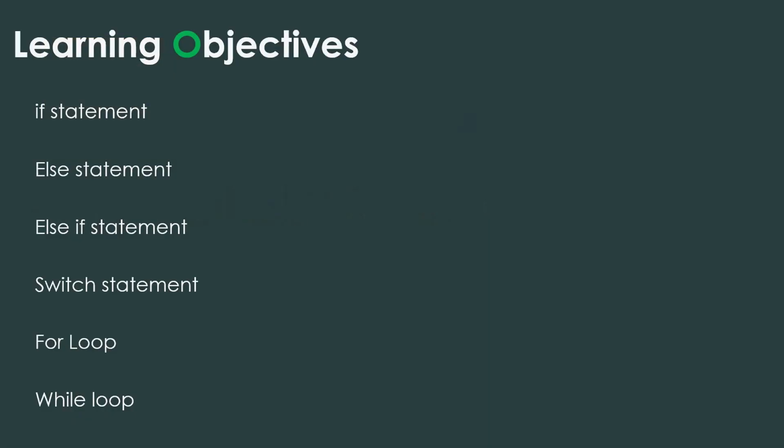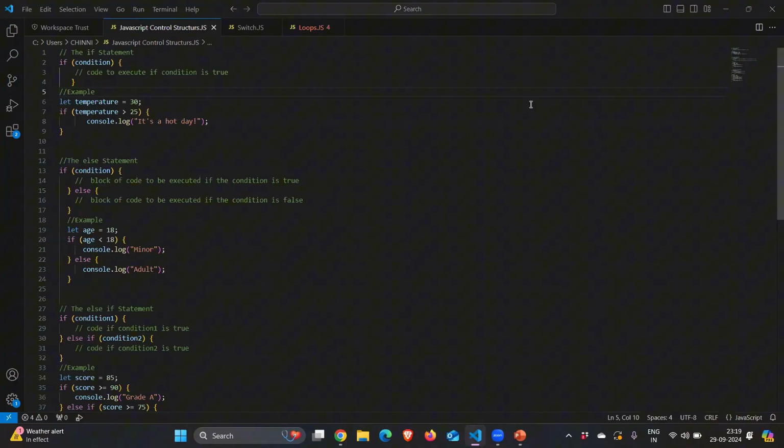Some of the fundamental concepts of JavaScript: if statement, else statement, else if statement, switch statement, for loop, and while loop. These are essential for making decisions in your code and controlling the flow of execution. The conditional statements are used to perform different actions based on different conditions. We use if to specify a block of code to be executed if a specified condition is true, and we use else to specify a block of code to be executed if the same condition is false, and we use else if to specify a new condition to test if the first condition is false, and vice versa. We use the switch to specify many alternative blocks of code to be executed.